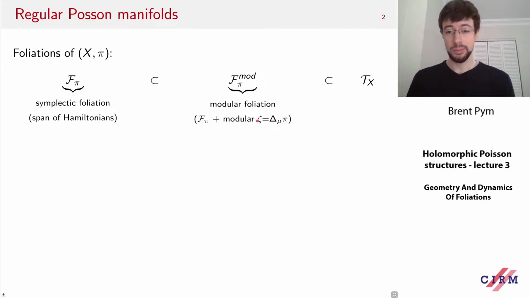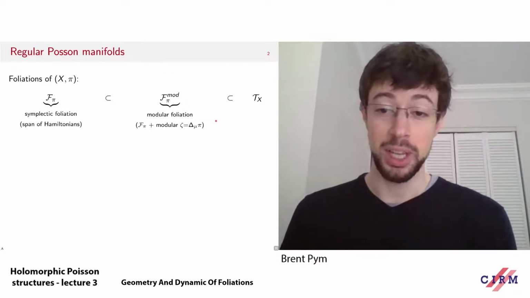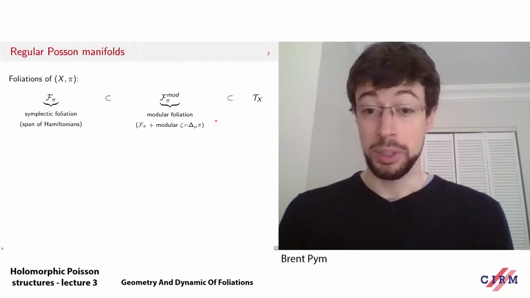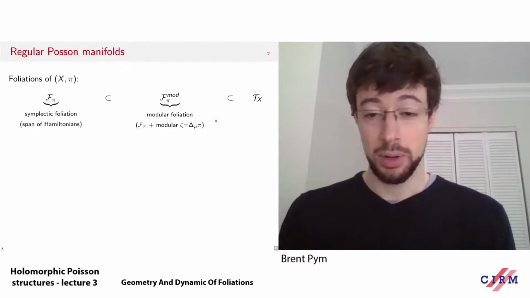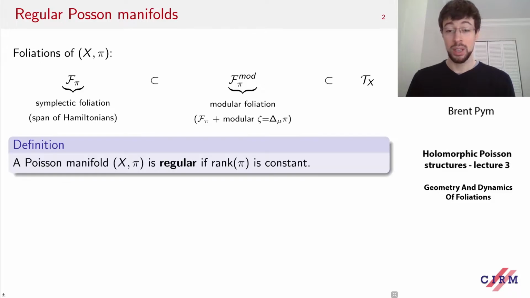coordinates. So I should emphasize that really the symplectic foliation is the most studied and it's the most central feature of the geometry, but in various circumstances it's also useful to look at this additional modular foliation. And we'll see that more next time. Today, what I want to talk about is a case where these are actually the same. And that's the case of a regular Poisson manifold.